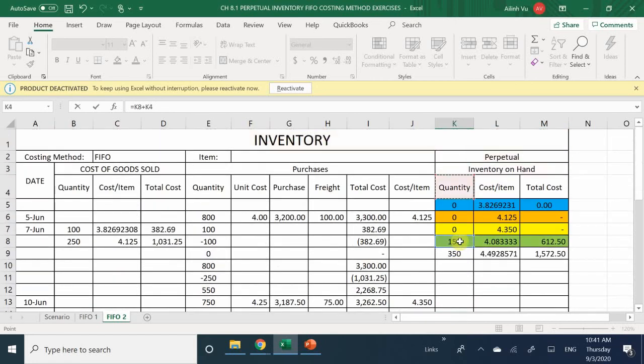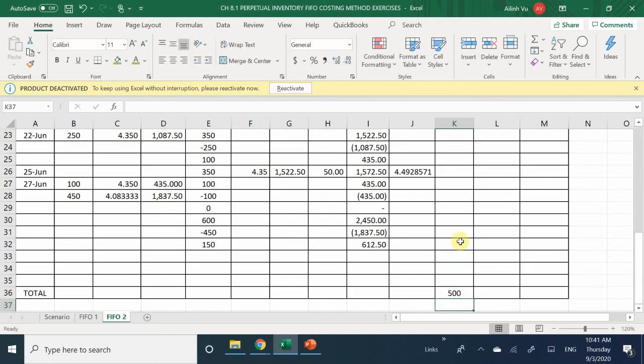So here, I'm going to go ahead and enter that in. There you go, 500. And the total cost of my inventory will be this number here.